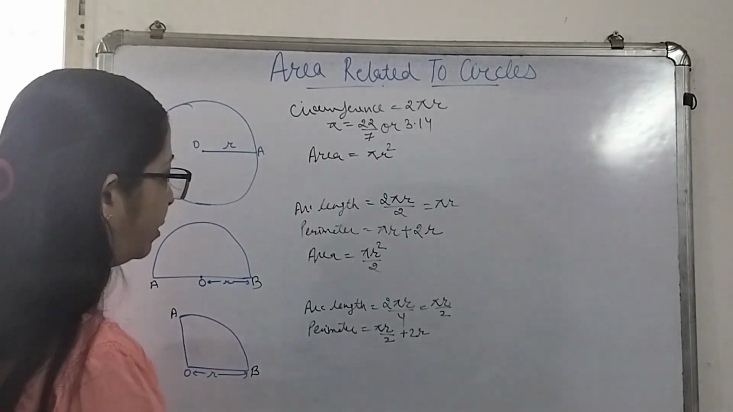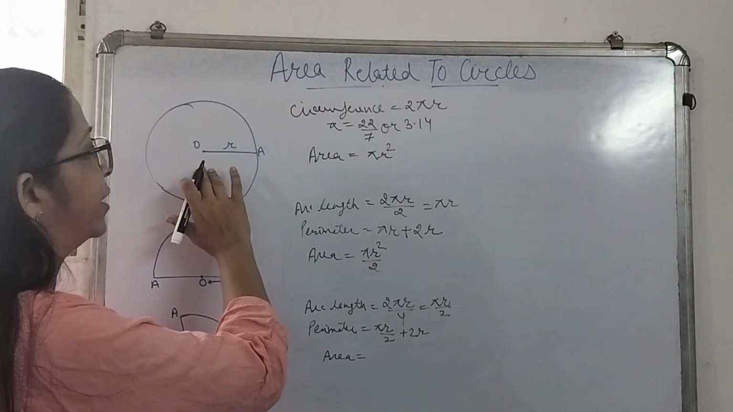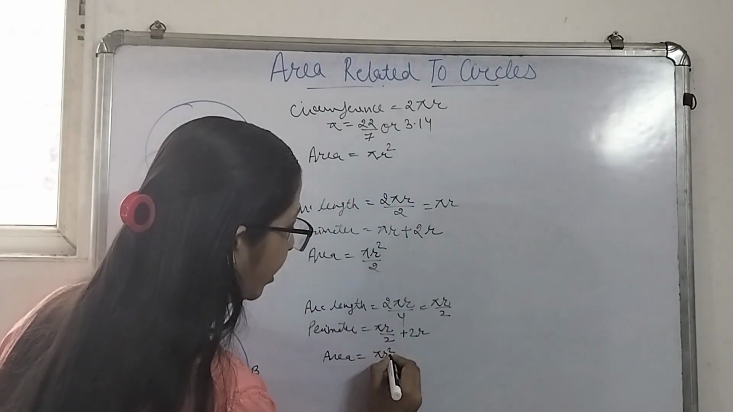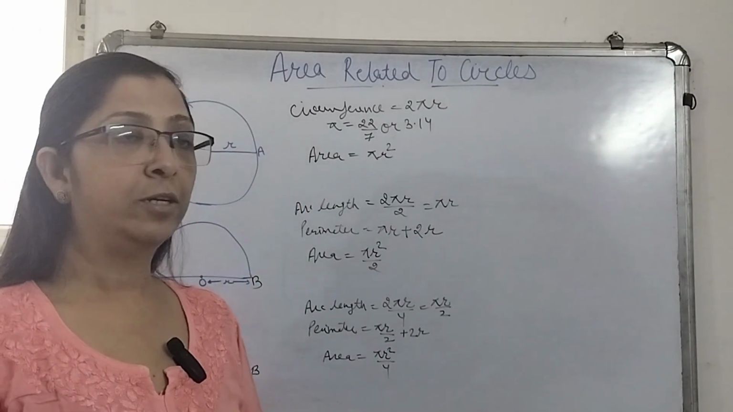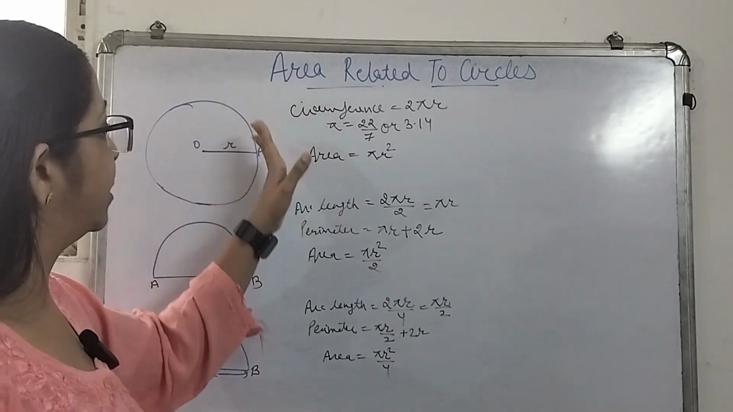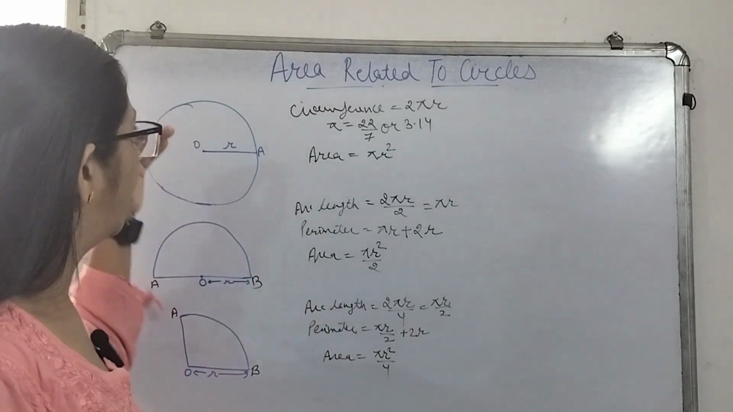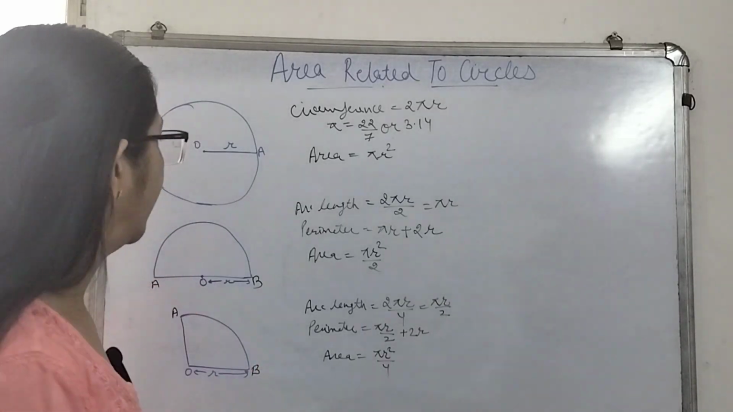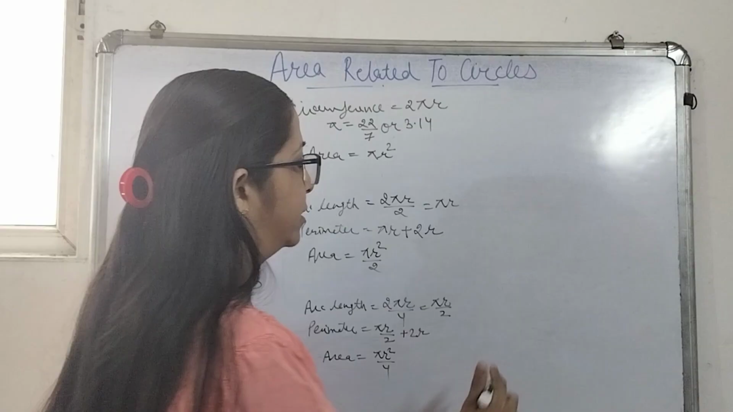Now if we talk about the area, the area of the quadrant will be 1/4 of the area of the whole circle, that is pi r square by 4. Hope it is clear what the perimeter, arc length and area are for a circle, for a semicircle and for a quadrant. Now another condition could be, suppose we are taking two concentric circles.